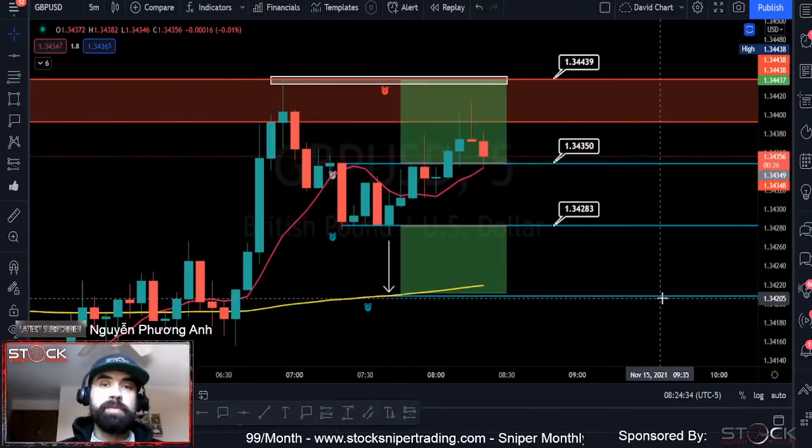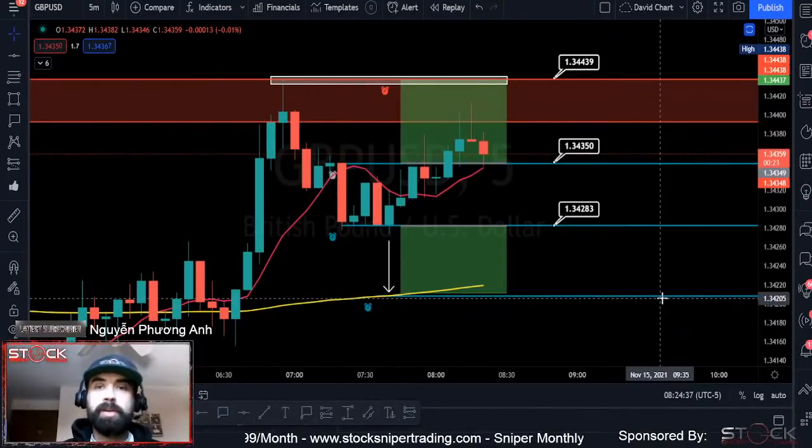Guys, a pip is a pip. If you can make it on a nano lot, you can make it on a bigger lot. That's the way it is. Nothing changes, just a decimal point.